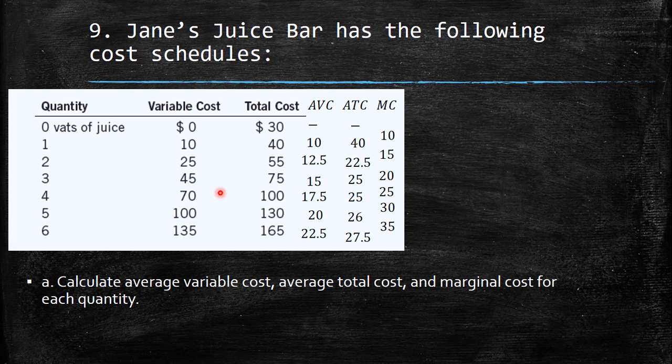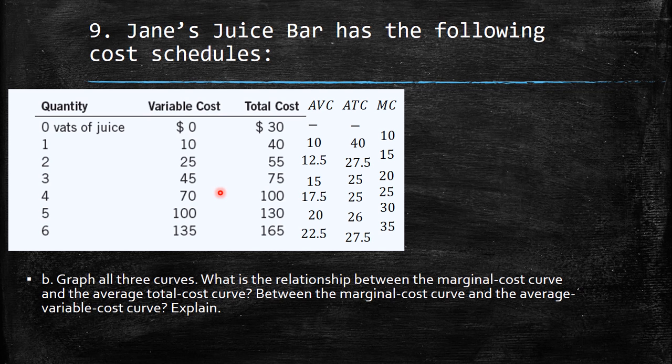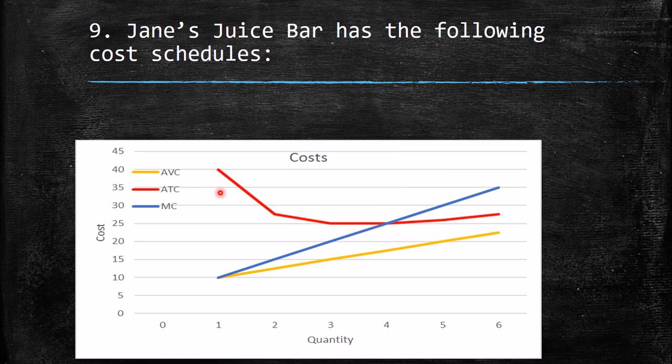Exactly the same. Then they say, okay, graph all three curves. What is the relationship between the marginal cost curve and the average total cost curve? Between the marginal cost curve and the average variable cost curve, explain. So before that, we need to arrive at this graph, and I'm going to explain how we can have this graph. It's going to be in Excel.